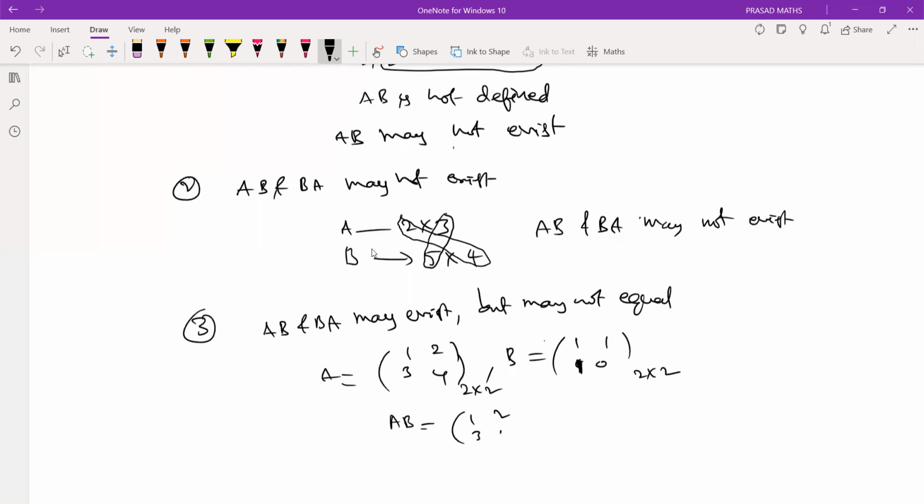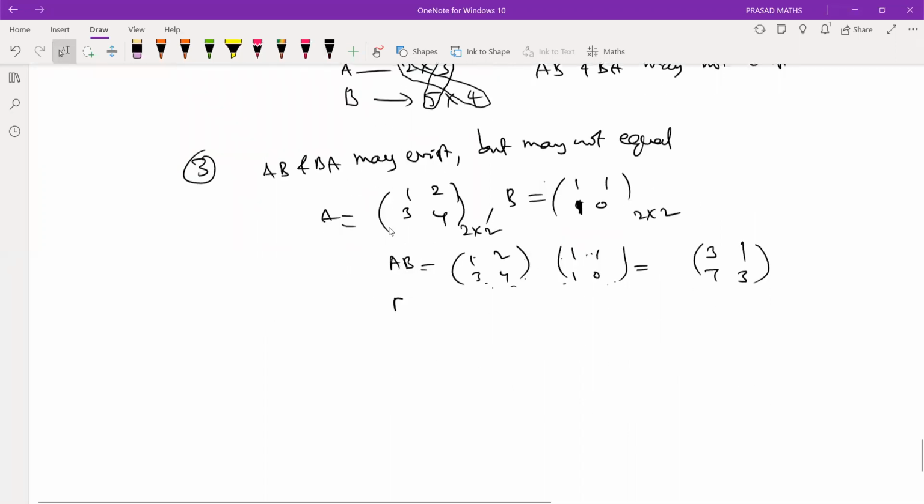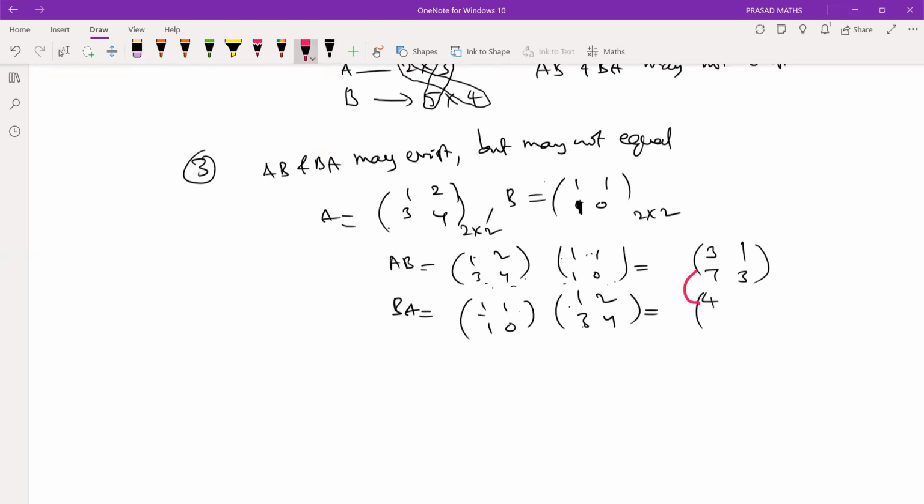This is 1, 2, 3, 4 and 1, 1, 0. That means 1 into 1 plus 2 into 0, and so on: 1 plus 2 is nothing but 3, and 1, 0 means 1. Then 3, 4 gives 7, 3, 0, 3. This is A into B. So what is B into A? This is 1, 1, 0 times 1, 2, 3, 4. That means 1, 4, 6, 1, 2. One entry is different, therefore they are not equal.